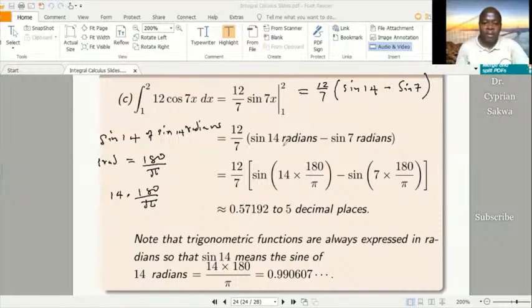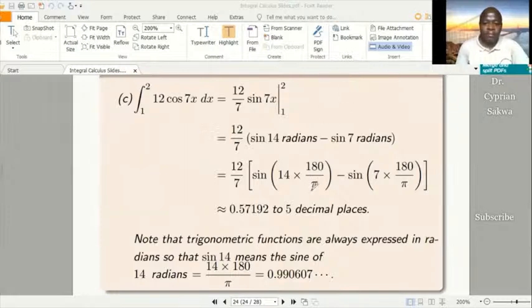But I've just said what a radian is. 14 radians is 14 times 180 out of pi, minus 7 radians, which is 7 times 180 out of pi. Now this you can do with your calculator. This pi is the pi of 3.14 something, but it's also in your calculator.